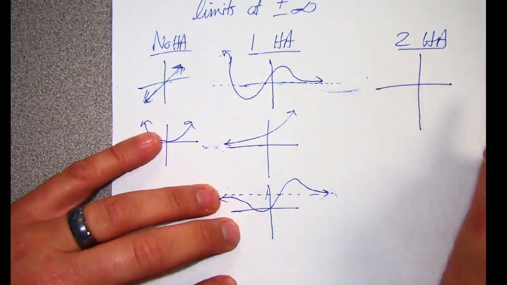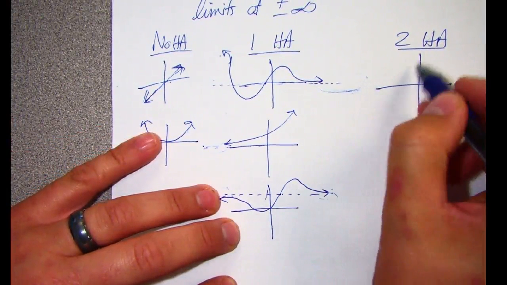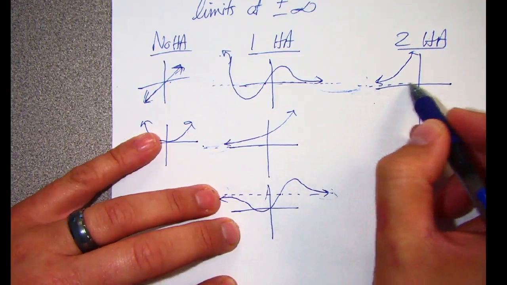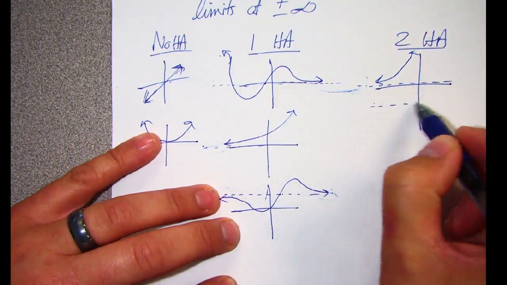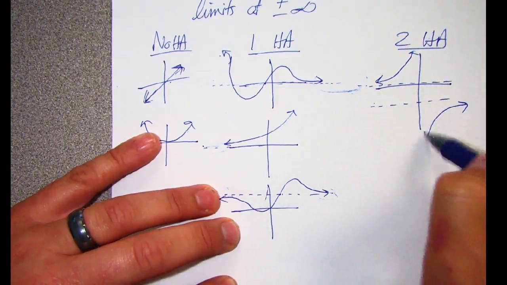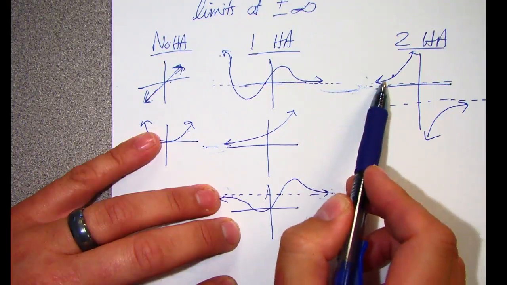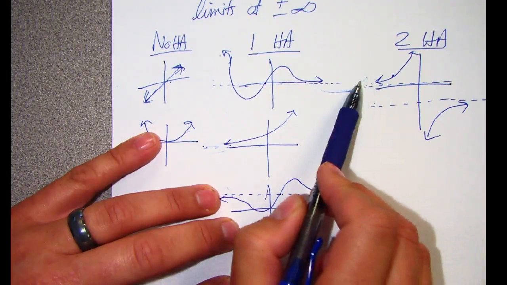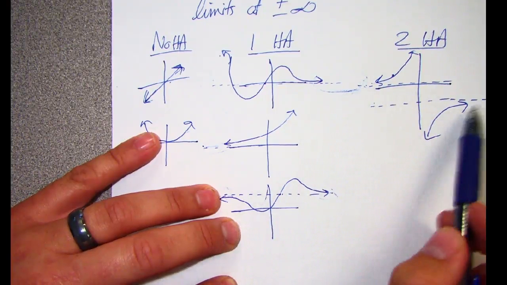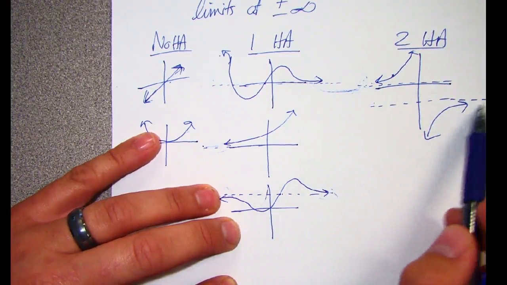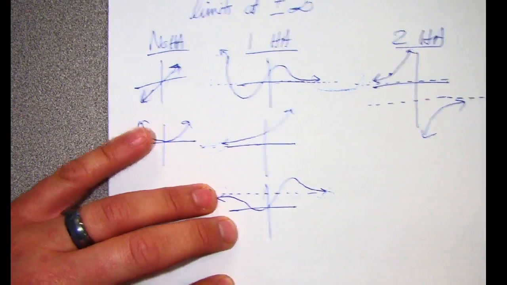Two horizontal asymptotes would be something like that, but they're different. So maybe this and this. So on the left, my horizontal asymptote's here. It's leveling off towards zero. As I go all the way to the right, my horizontal asymptote is probably like -1, depending on how I label it, but it's going to level off in that direction.